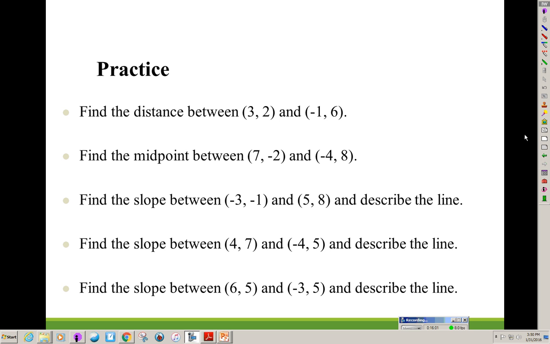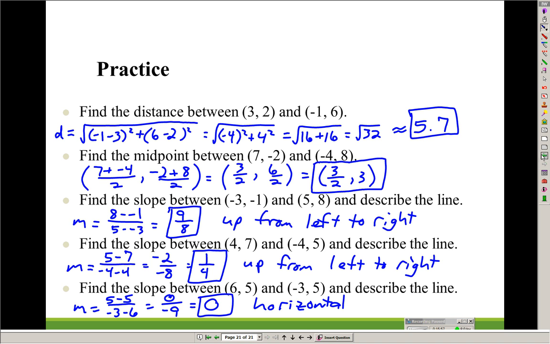So hopefully you've got all these, and there are the answers, and you can check. 5.7 for the distance. For the midpoint, you might have had 1.5 comma 3. First slope is 9/8, which is positive. It goes upward from left to right. The next slope, you have a negative divided by a negative, which is positive 1/4. That also goes upward from left to right. And that last slope, 0 divided by negative 9 is 0.